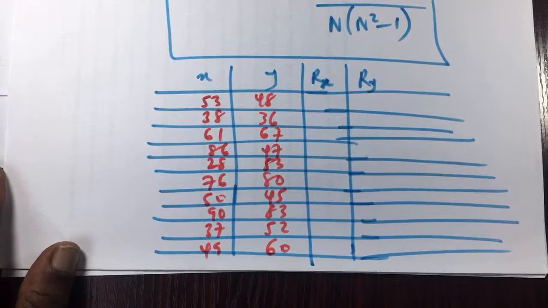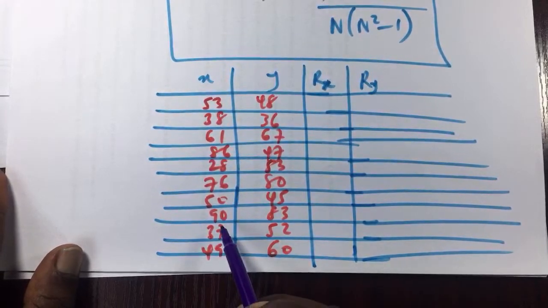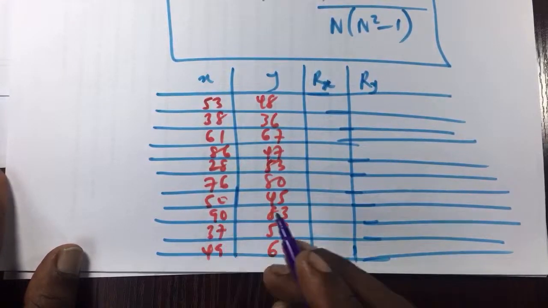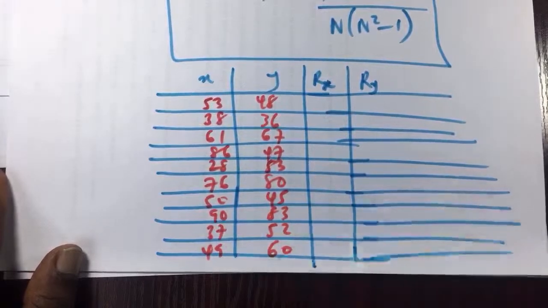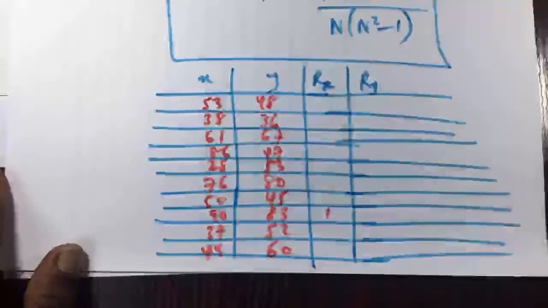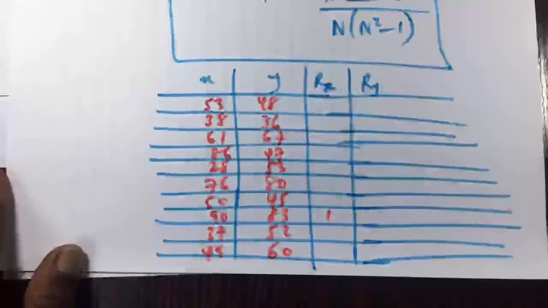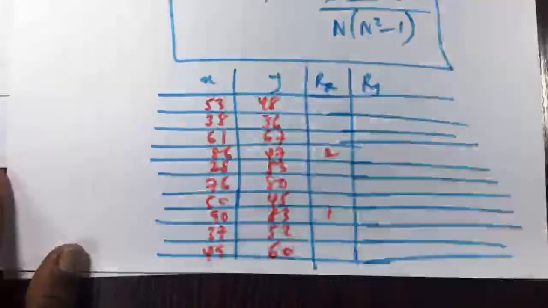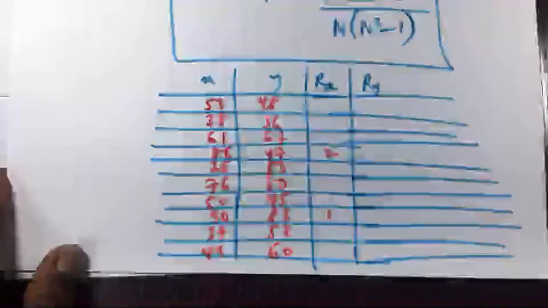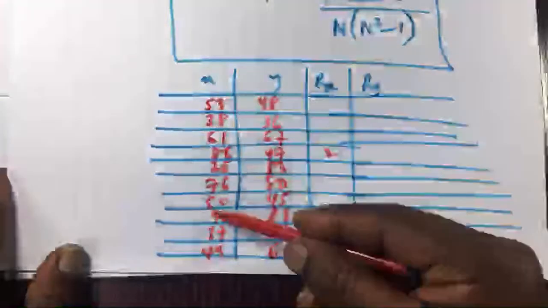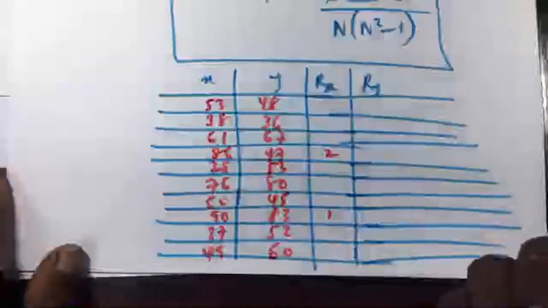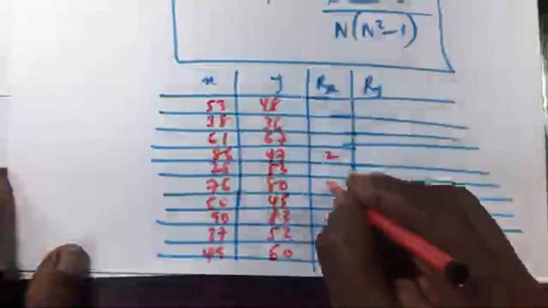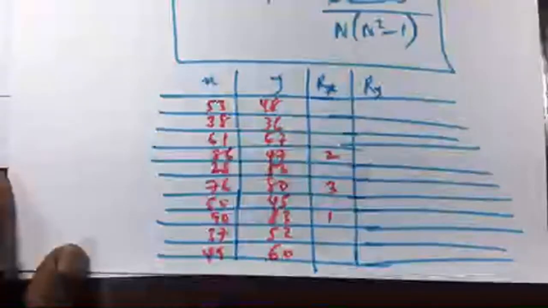If you do that, you will notice that our biggest value is 90. So we are going to put 90 as 1. Our next value to 90 is 86, so we are going to give it a rank 2. The next value to 86 should be 76, so we are going to give 76 3. The next value to 76 should be 61, so we are going to give 61 4.